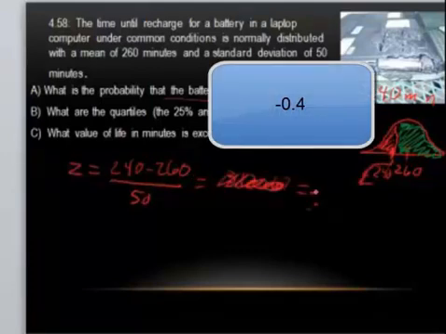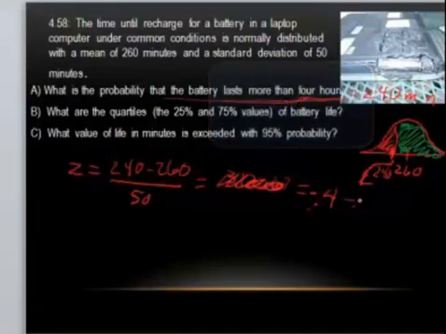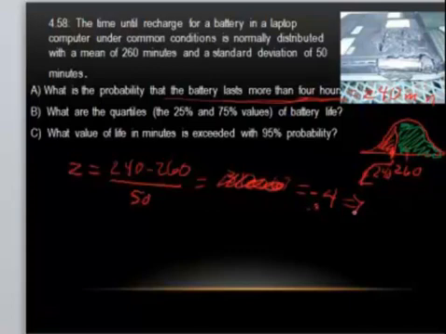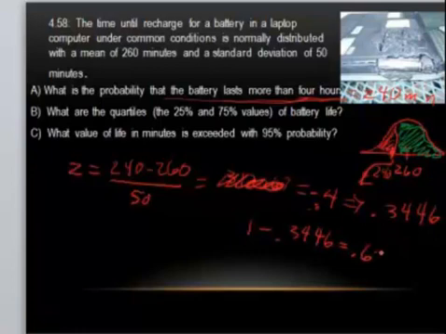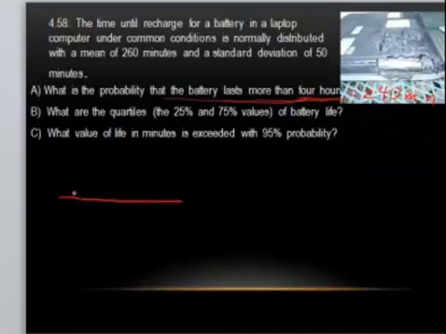It's 0.4. Okay, so then when we go and look at minus 0.4 and see the area affiliated with that, and we've done enough problems now, so we should be able to. So what was the area affiliated with that? 0.3446. Okay, so now to find the green, we take 1 minus 0.3446 and find 0.6554. And so what's the probability the battery lasts more than 4 hours? It's 0.6554.